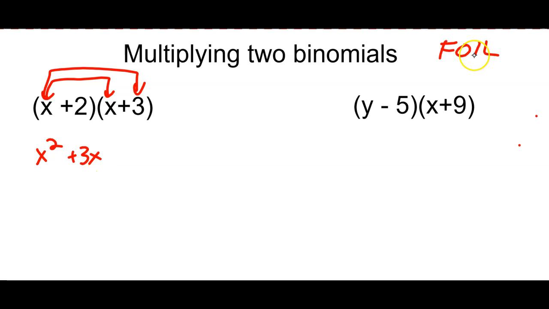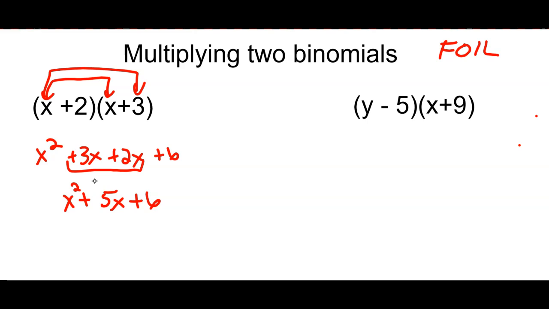And then the inner terms, so 2 times x gives you 2x. And then the last terms, so 2 times 3 gives you 6. Then you combine your like terms. You've got a 3x and a 2x, and those combined give you 5x. And that's your two binomials there being multiplied using the foiling method.